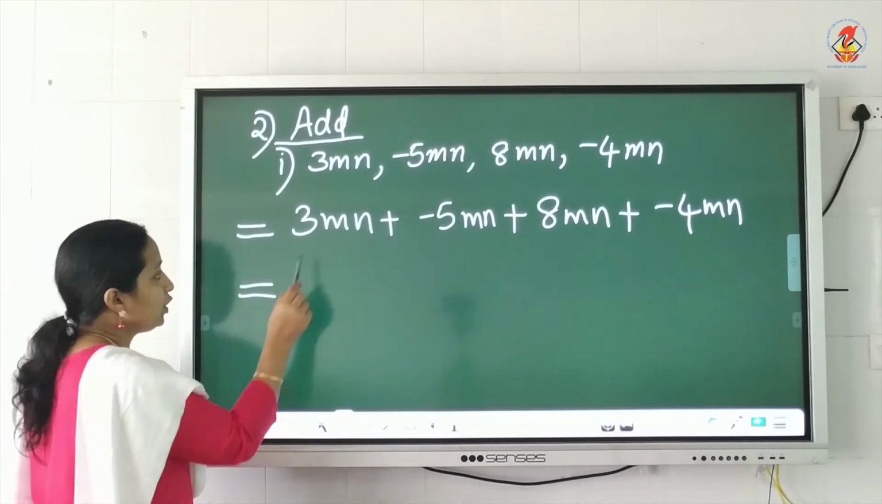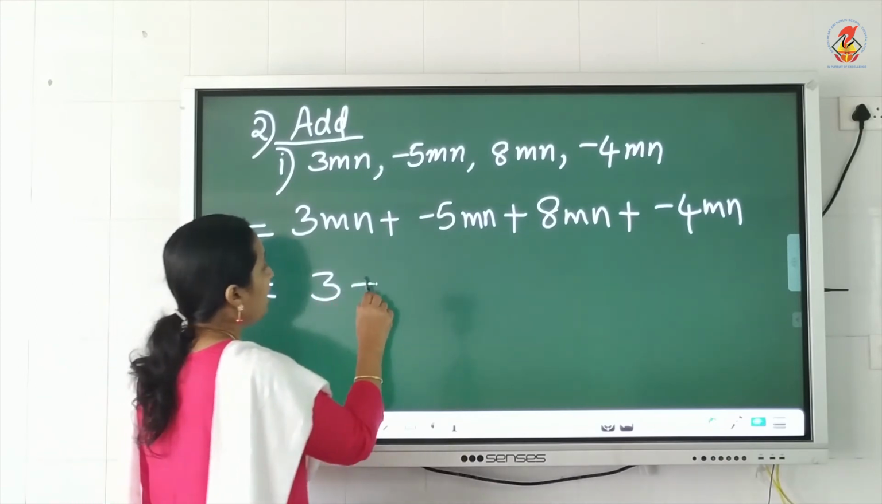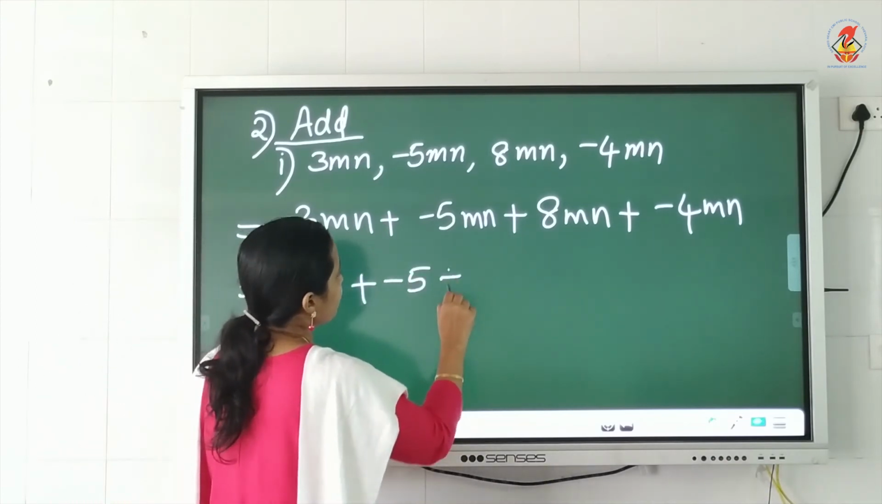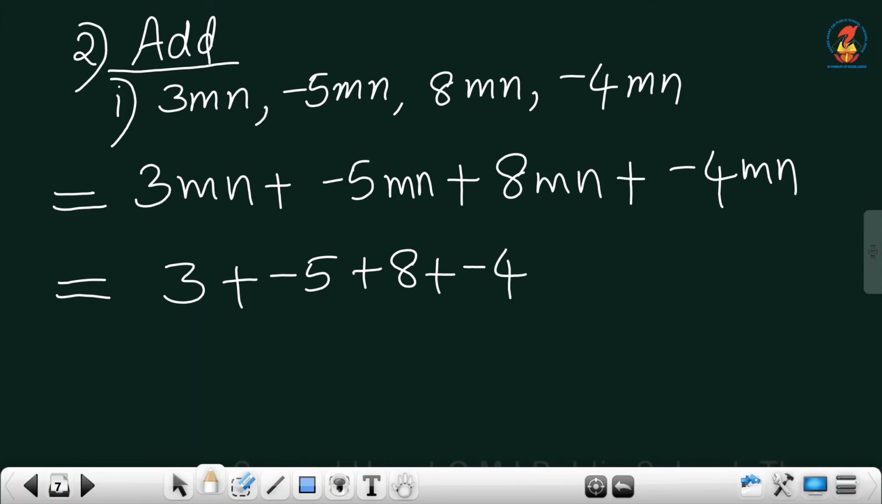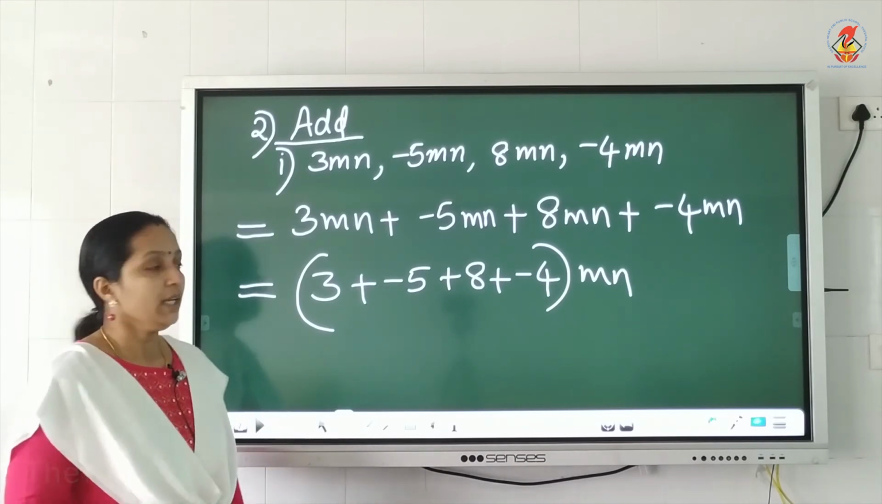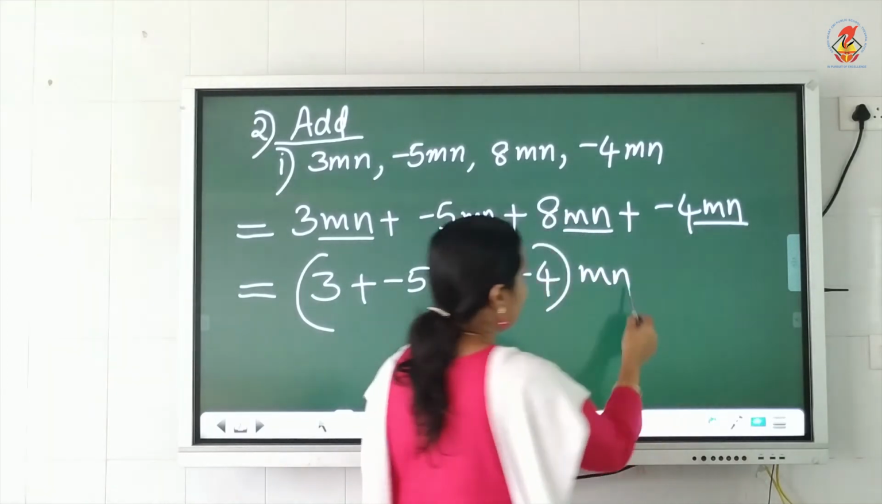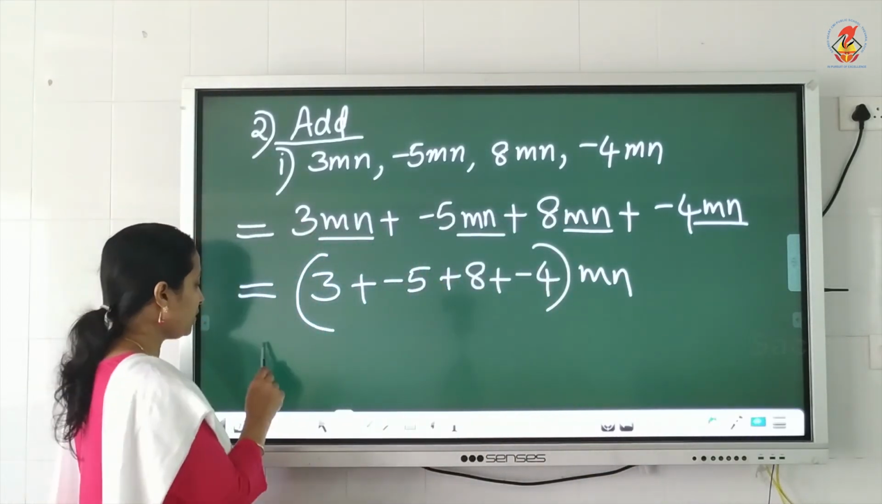So take the numerical coefficients: 3 plus negative 5 plus 8 plus negative 4, and write the variable this way. Don't forget to put the bracket, this bracket is important. This mn is common to all the 4 terms. We took that common term outside. The variable mn is common, that's why we are taking mn outside. Okay, now you solve it.